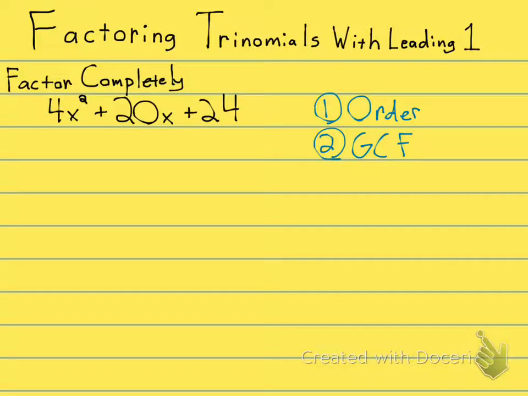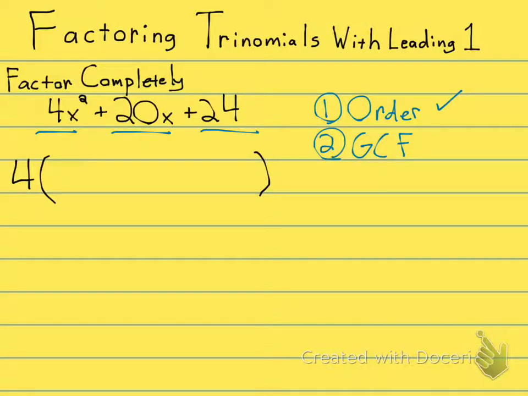So, step 1, is it in order? Yes. It goes x to the second, and then x to the first, and then no x's. So it's in order. Check. Step 2, is there a GCF? Why, in fact, there is. If you look at these 3 terms, what could I divide out of all 3 of them? That's right, a 4.